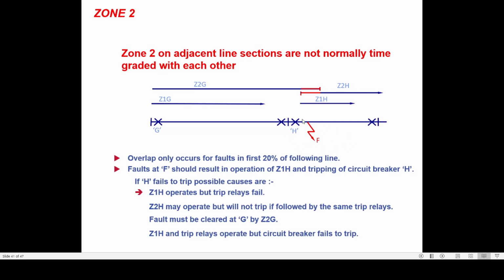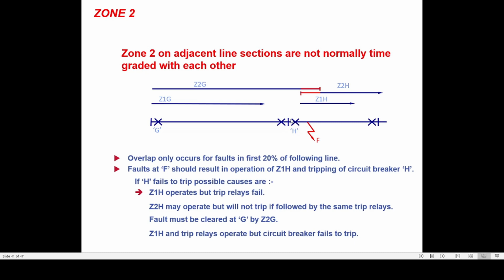Now, if zone 1 of the relay at H operates and the breaker does not trip, then even if zone 2 operates at this substation, the breaker will not trip because it will generally be followed by the same trip relays. So this fault will not be cleared by the protection relay at substation H. At this point, we are not considering the local breaker backup, but only the distance zones.